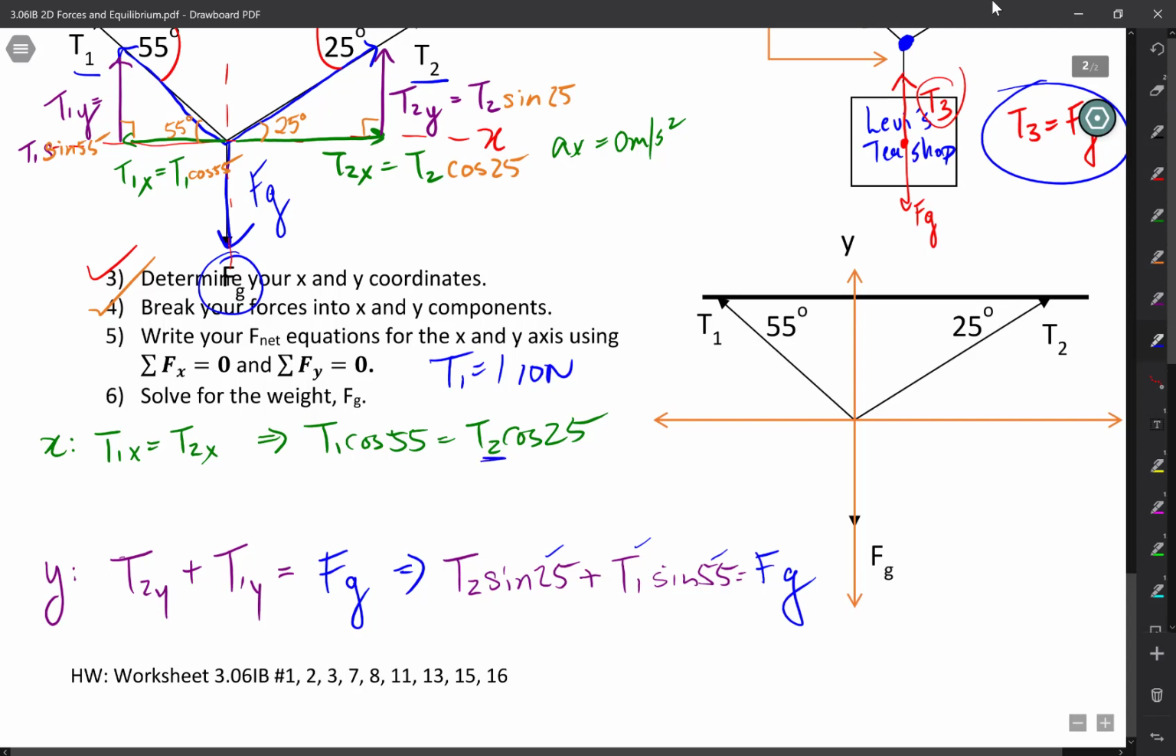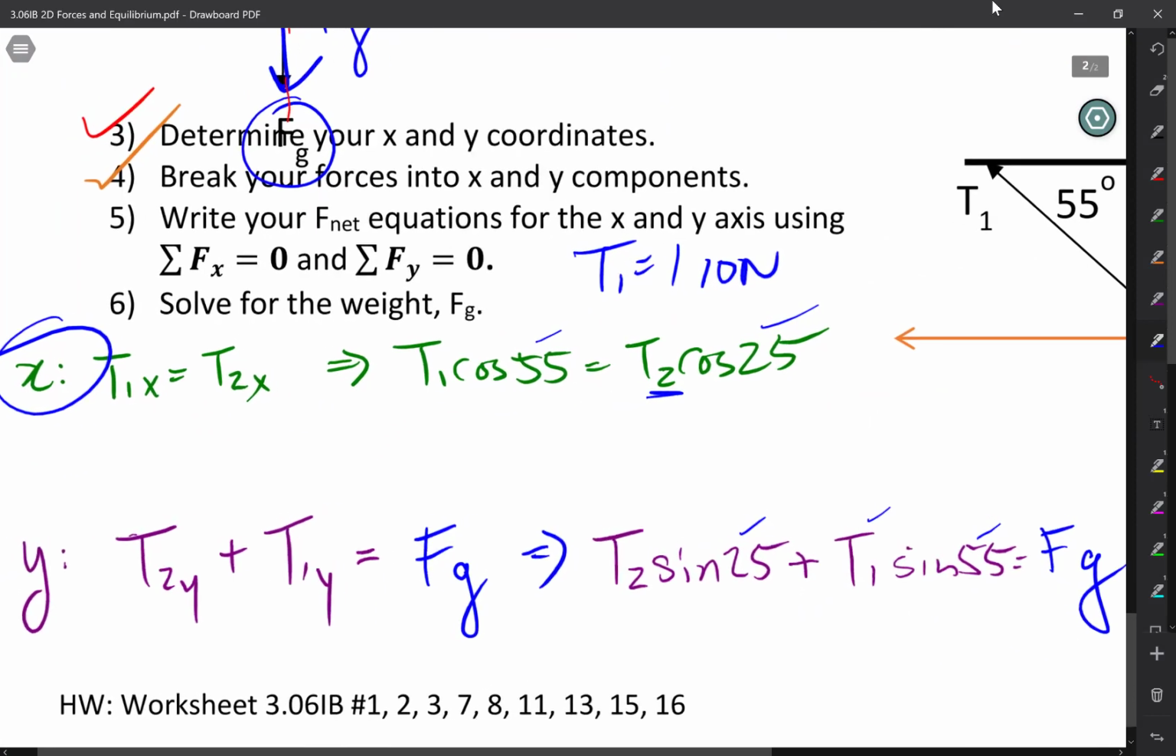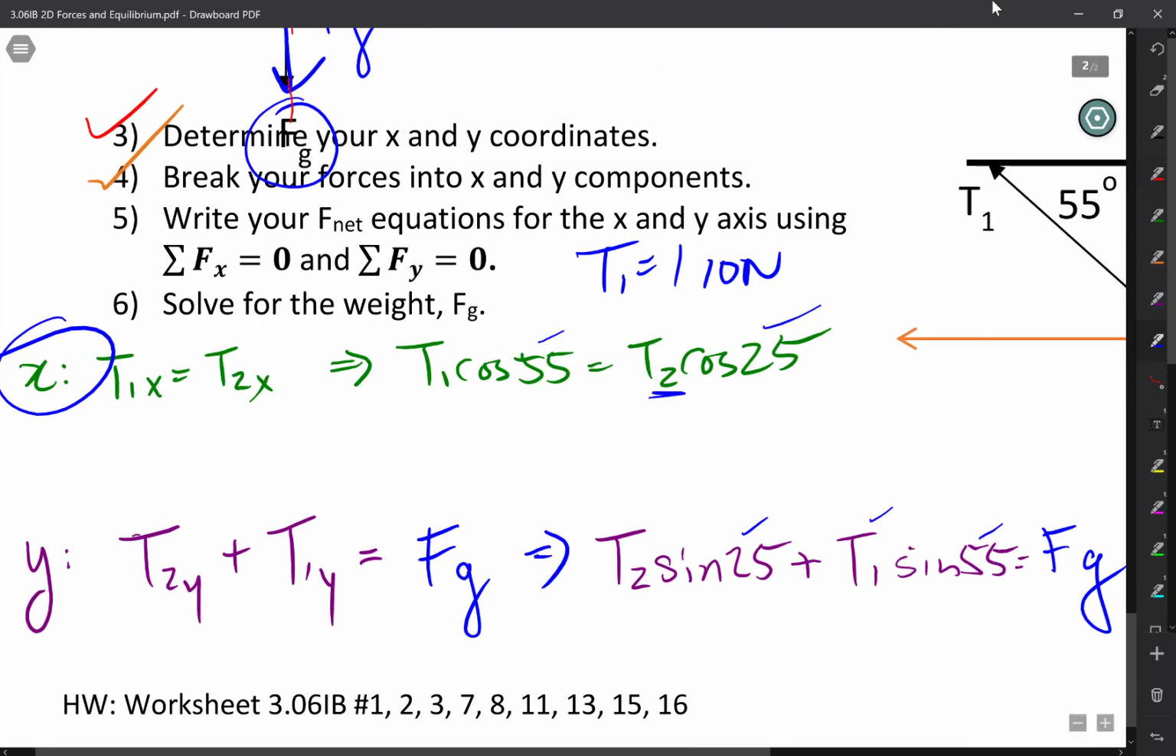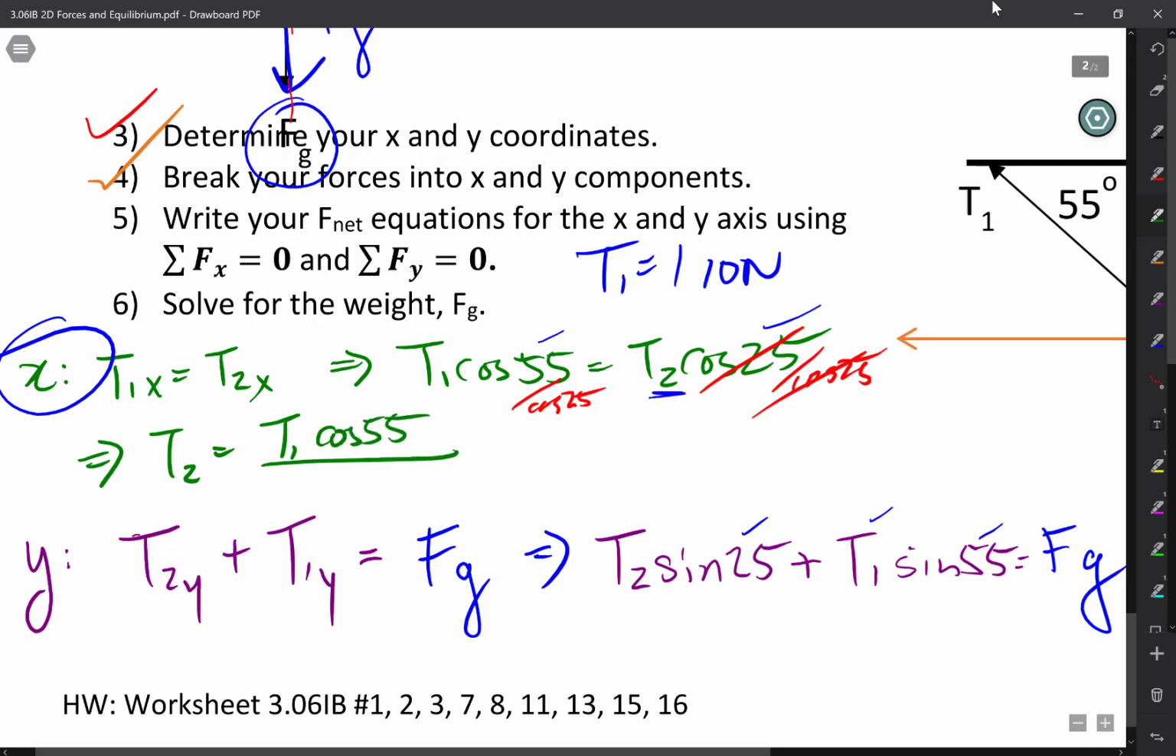And voila, there it is. T2 here. But can we solve it? Well, we have 25 with 55, and T1 we do have. So we can solve for T2, but using our x component forces. So let's do that. Let's solve for T2, okay? Rearranging everything, which means I'm going to divide both sides by cosine 25, which gives me T2 is equal to T1 cos 55 over cos of 25.